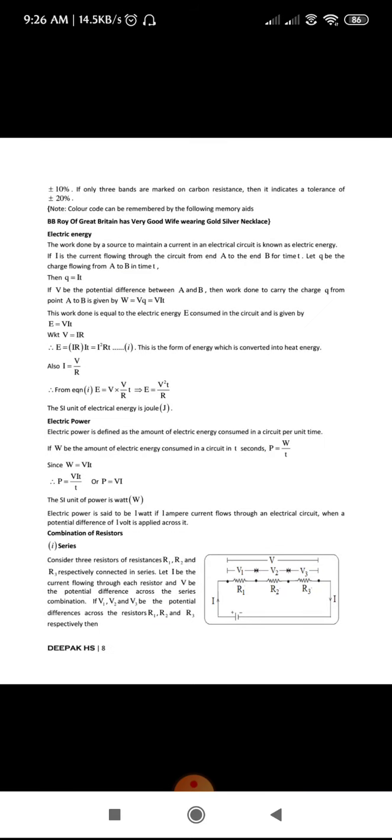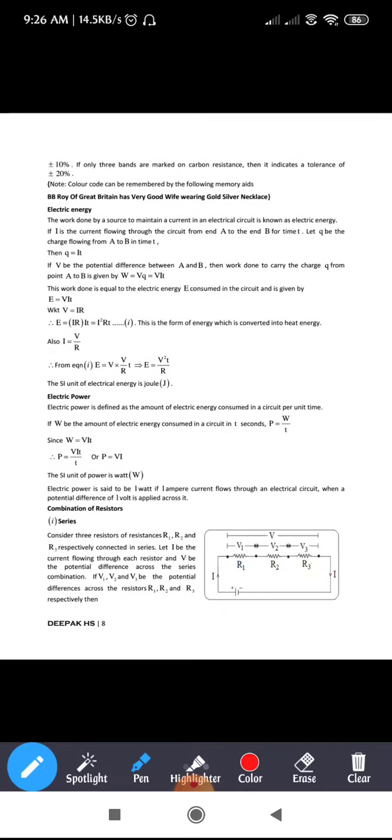So this is the easiest way to remember the color sequence: BB Roy of Great Britain has very good wife wearing gold silver necklace. If you remember this sentence properly, then the entire table will be very, very easy to remember.